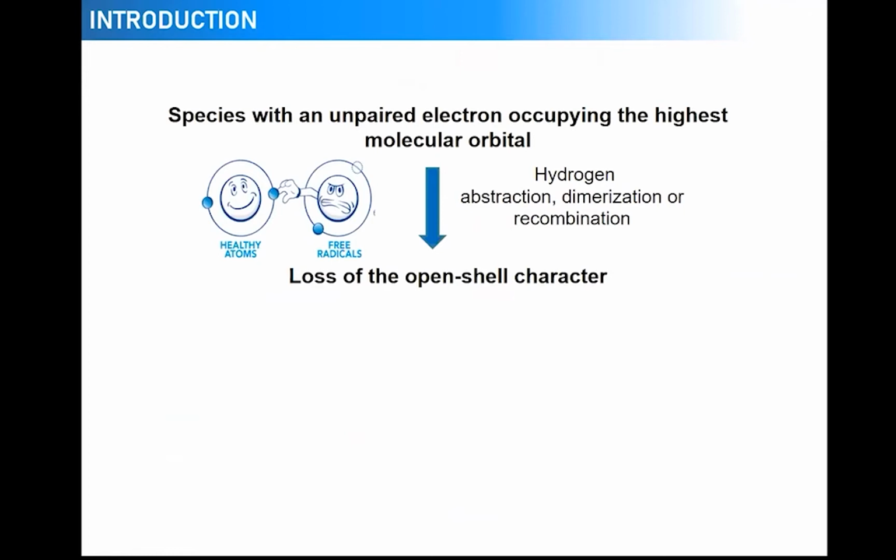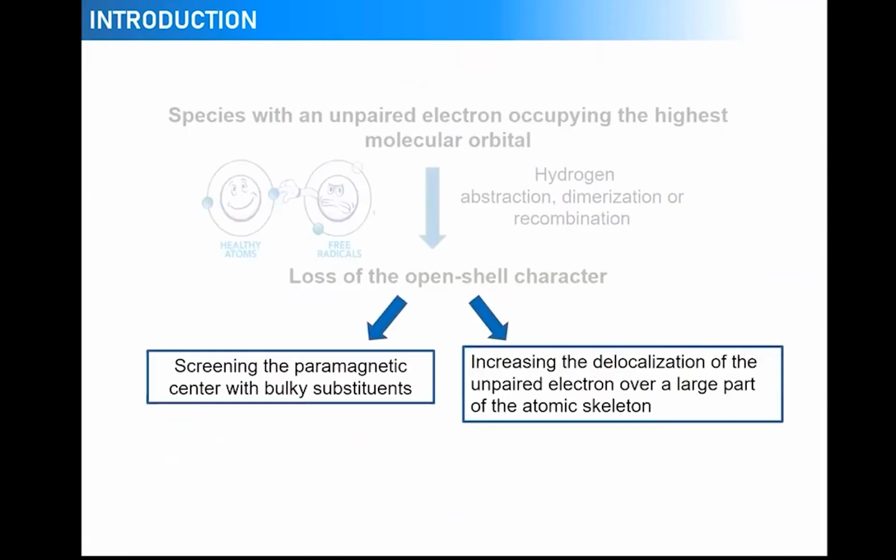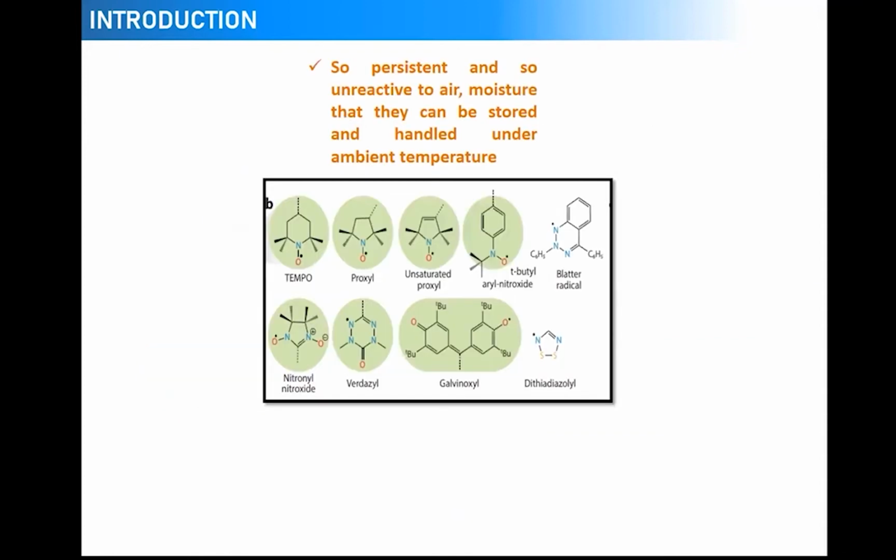So maybe I don't have to mention now, after these two talks, what an organic radical is, but briefly: molecules that have an unpaired electron, and they are quite reactive, and they lose their open shell character very easily. But you can follow at least two strategies to make them stable. One is screening the paramagnetic center with bulky substituents, or increasing the localization of the unpaired electron over a large part of the atomic skeleton. Following these two strategies, there are a few radicals that have been reported in the literature that can be handled in air and at room temperature.